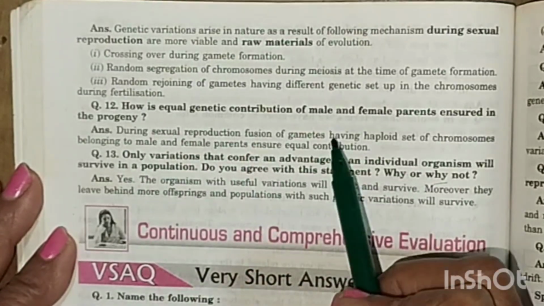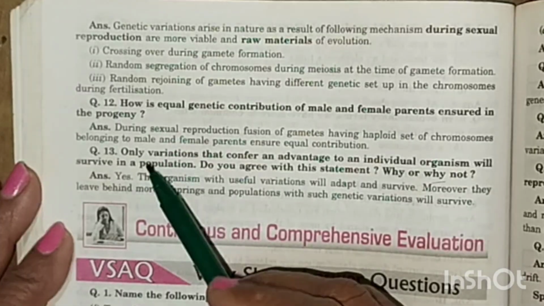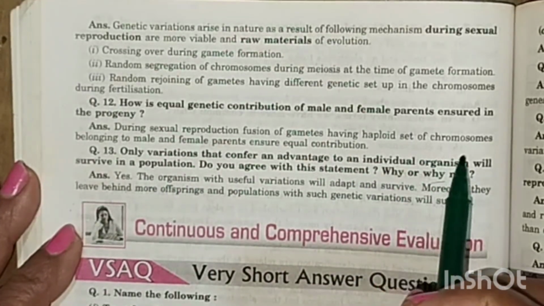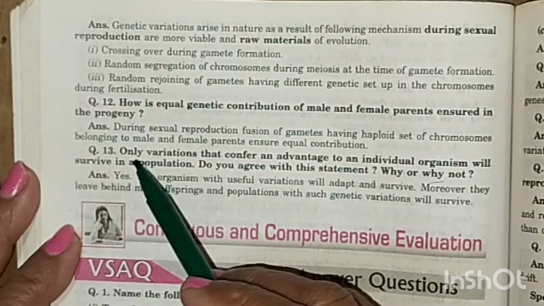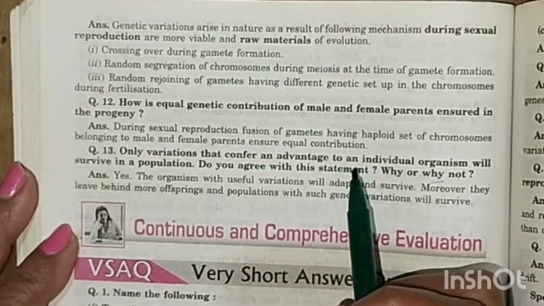How is equal genetic contribution of male and female parents ensured in the progeny? During sexual reproduction, there is fusion of gametes having a haploid set of chromosomes. Haploid means a single set of chromosomes belonging to the male and female parents, which ensures equal contribution.